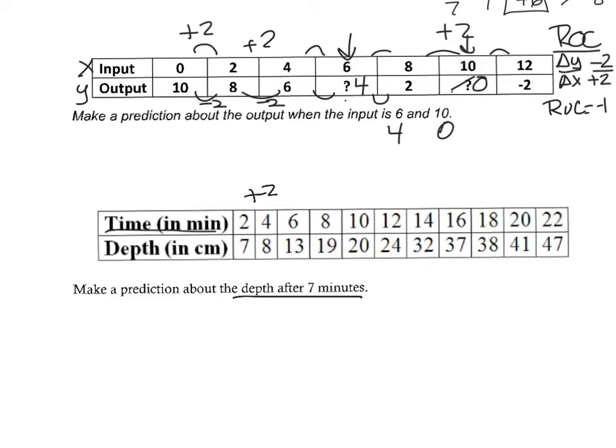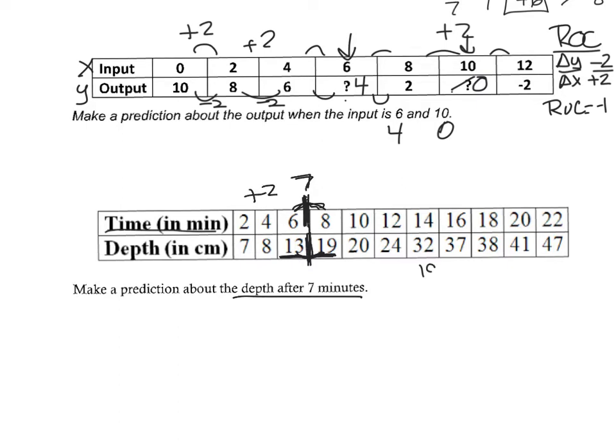If you look, 7 minutes would be in between here, correct? So our output's going to be in between 13 and 19. In fact, it's going to be halfway in between, because halfway between 6 and 8 is 7. So halfway between 13 and 19.